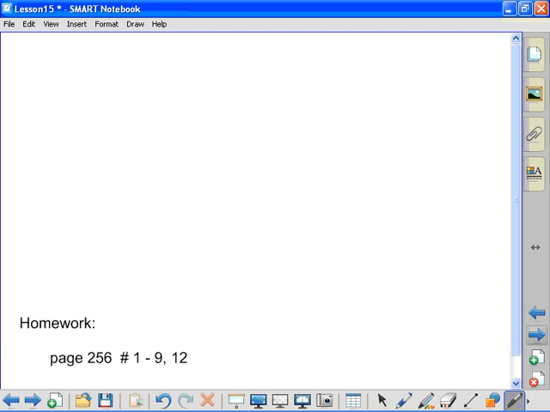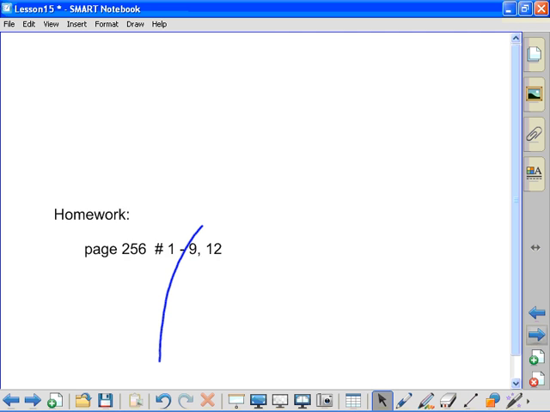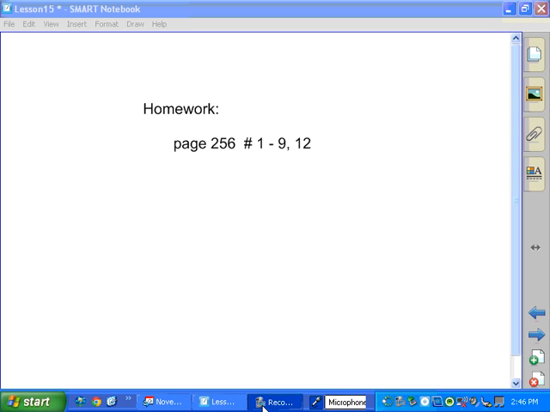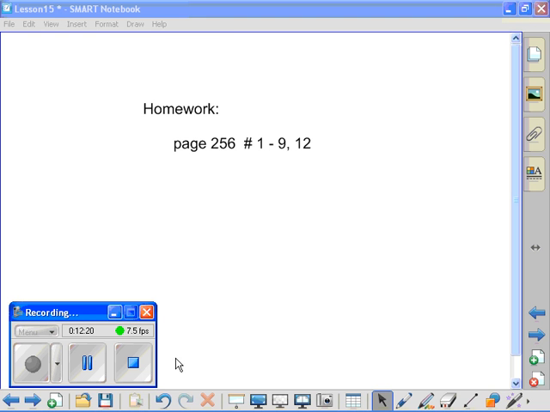And here is the assigned homework. And I'm just going to use the magic pen here a little bit more. There's the homework. If you have any questions, you have any concerns, something's not working out right, please make sure you write it down, and you can talk to me when you have the opportunity. So good luck.